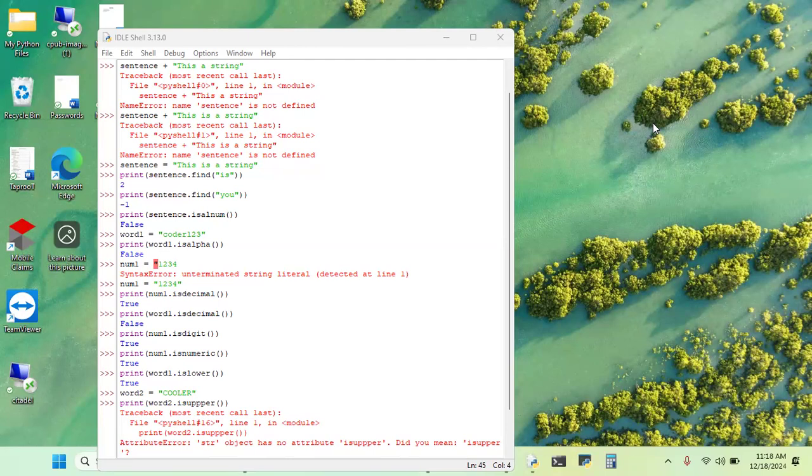Okay. Now let us go to the next one. What do you see there? You are saying sentence.find YOU, isn't it? Yes. Now, is there anything like YOU in that sentence? No. And that's the reason why it returns -1. Does it make sense now? Yes.